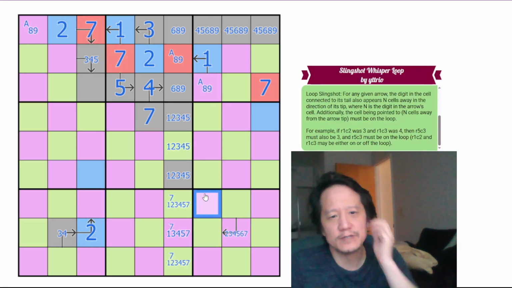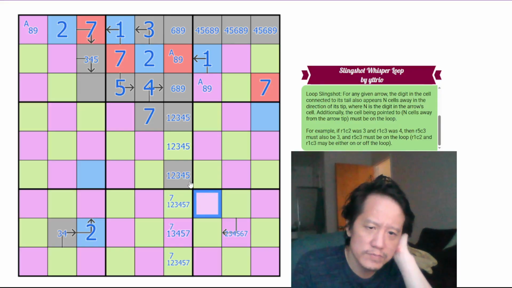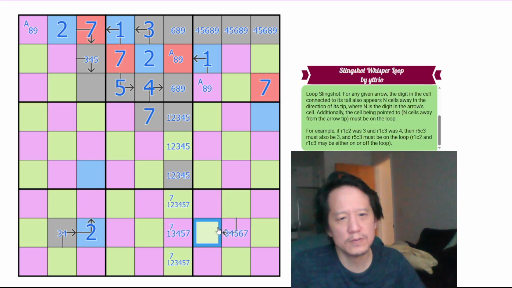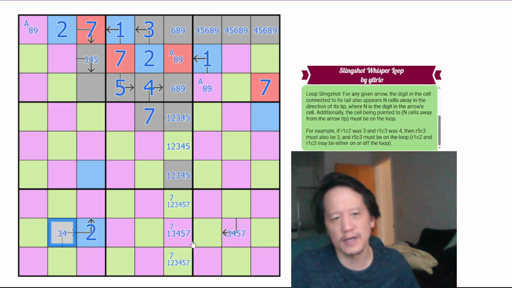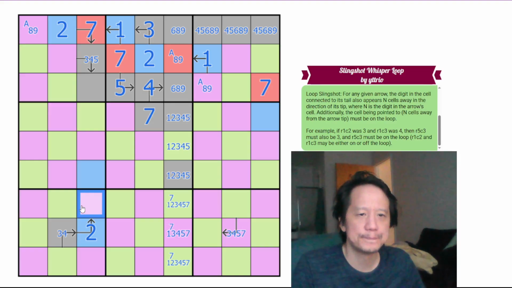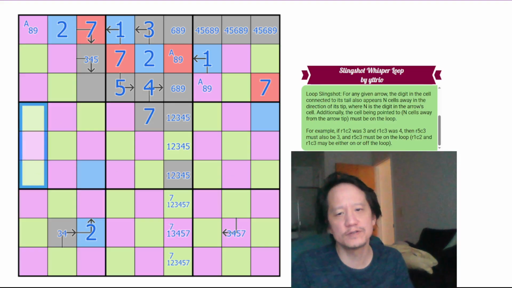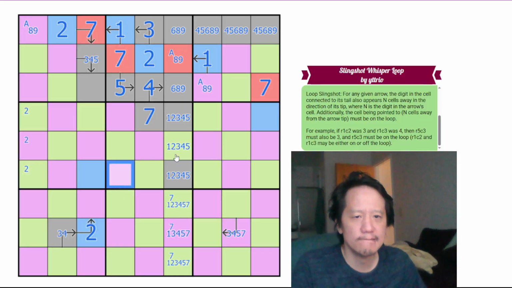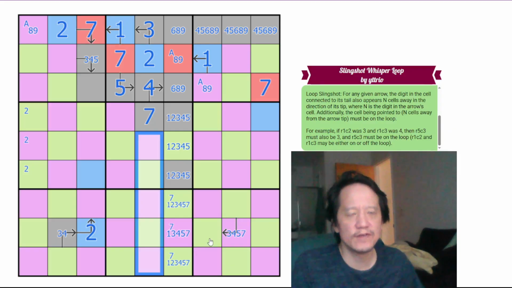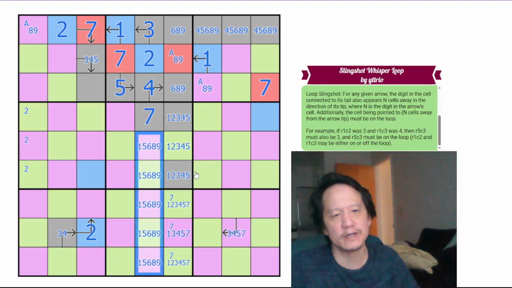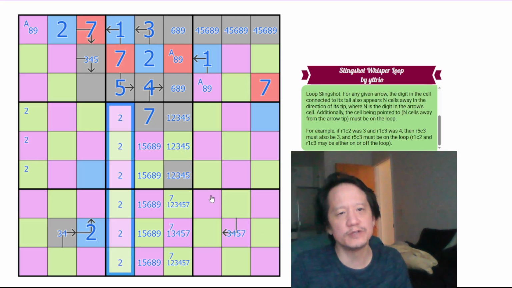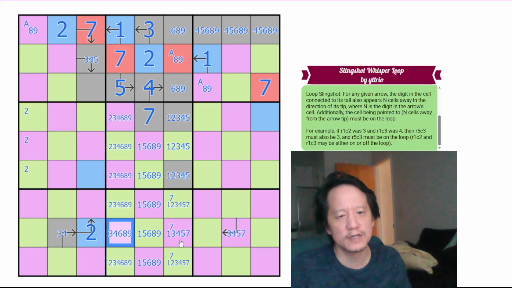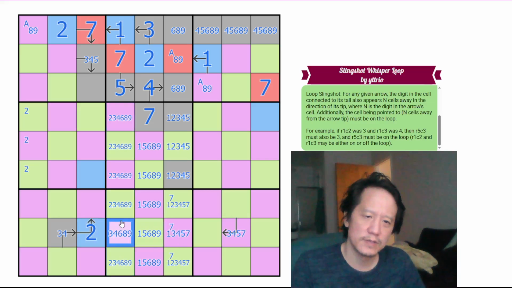7 is one of these 3 digits. This can't be 2. Could be 3, 4, 5, or 7. Cannot be 6 because that can't be on the loop. 2 has to be one of these 3 digits. The rest of column 5 has to be 1, 5, 6, 8, 9. Still pretty broad. Remaining of column 4 has to be 2, 3, 4, 6, 8, 9. And this can't be 2.